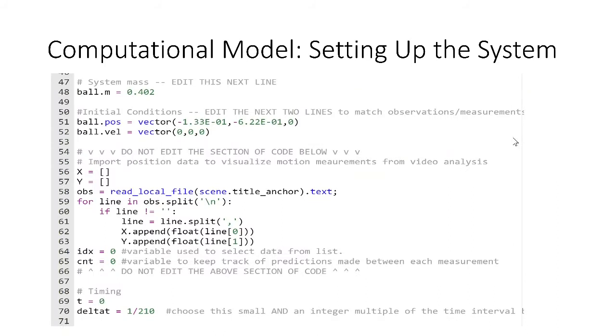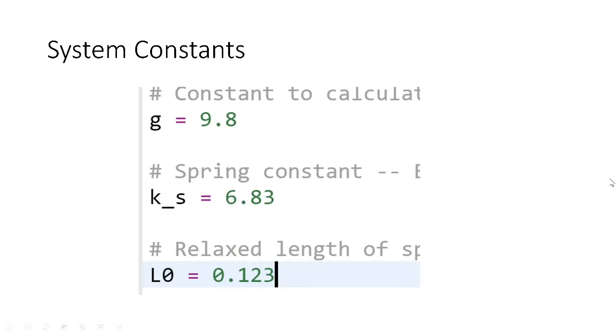To create a computational model for the spring's oscillation, I added the ball's mass, initial position, and initial velocity, which was 0 because it started at rest, and delta t at the bottom. I also added the following constants. The ball's mass, spring constant, and relaxed length of the spring were given by the video.